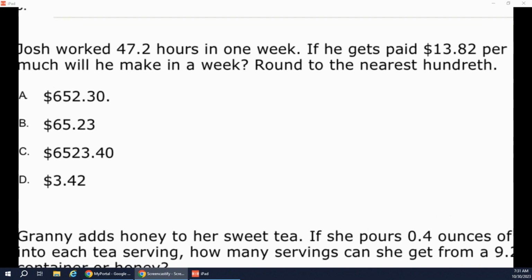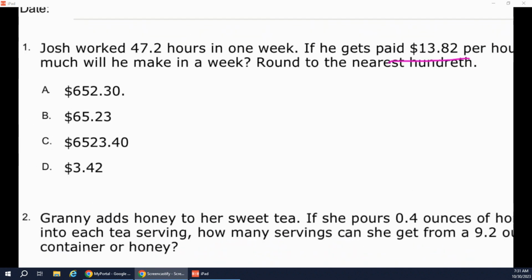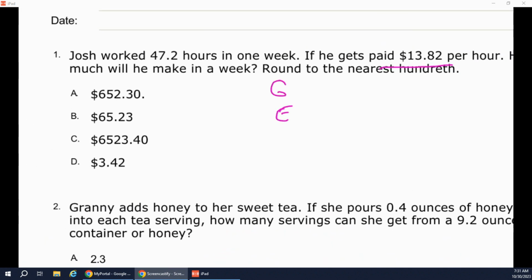All right, so if we're looking at this, we know he gets paid $13.82 per hour. That's basically my each. If I'm using my get, that's going to be my each. It'll be 13.82. And then the groups is 47 and 2/10 hours, because the groups will tell you how much your total is going to be. And so for my total, this is a multiplication problem. So part of understanding what kind of problem it is: it's multiplication.